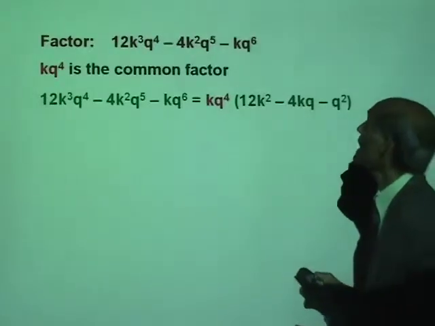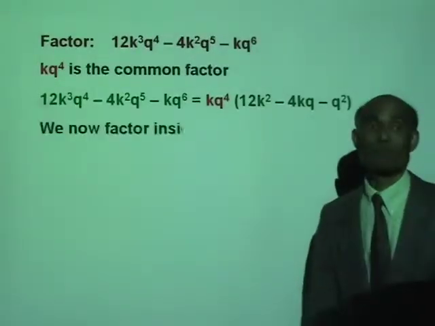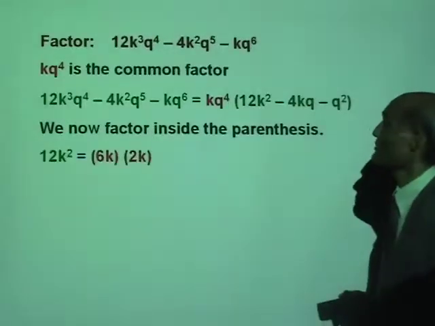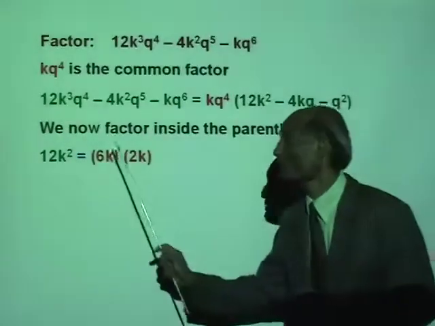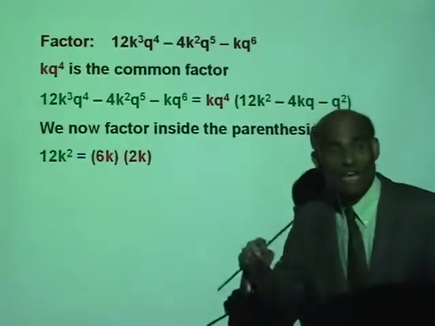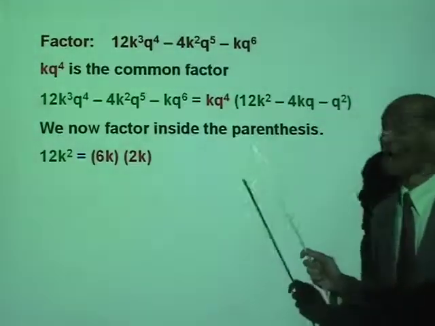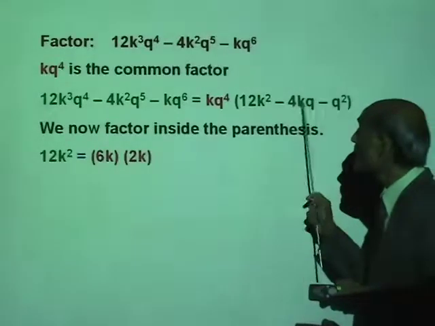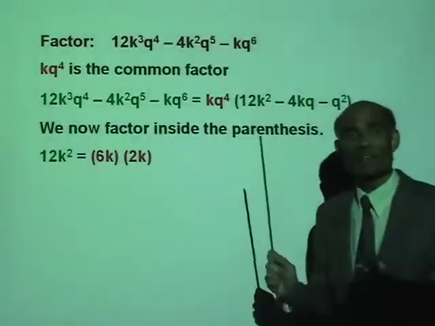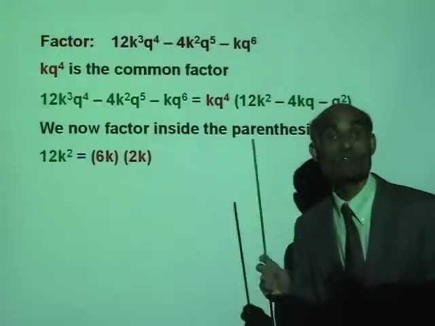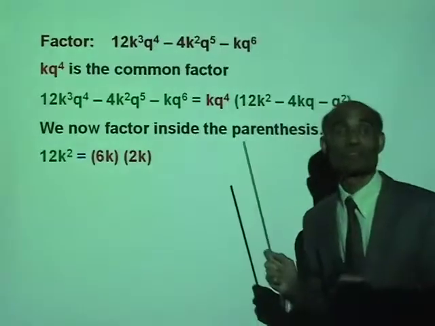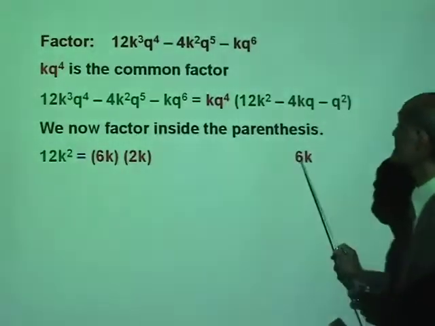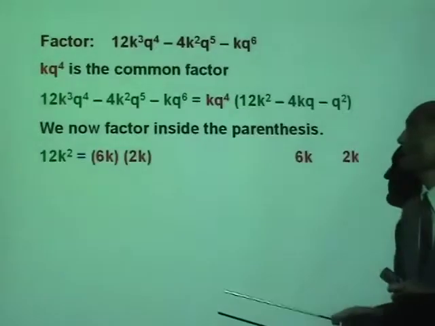And how will you factor that? We now factor inside the parenthesis. 12k squared is 6k times 2k. Alright, the moment you do this, light begins to show. How? You need to get the middle term, and forgetting the sign, you need to get a 4. And you know a 4 can be obtained as 6 minus 2. Alright, let's first of all write 6k and 2k.